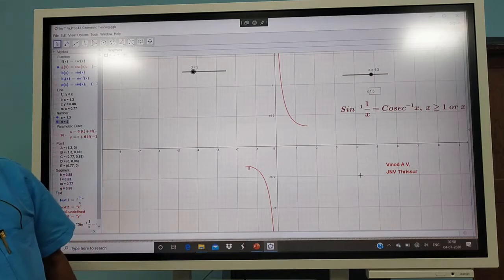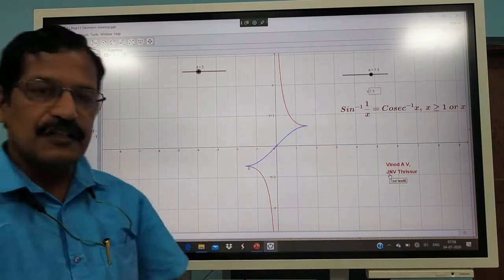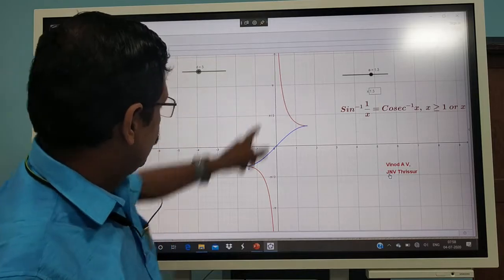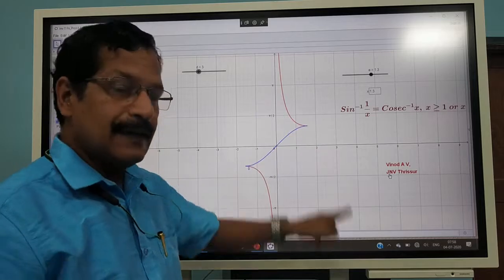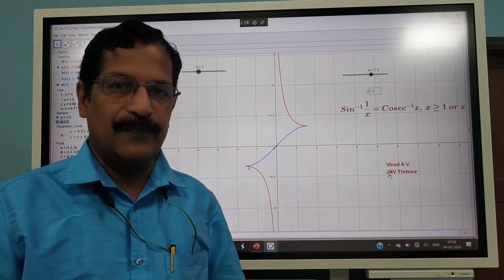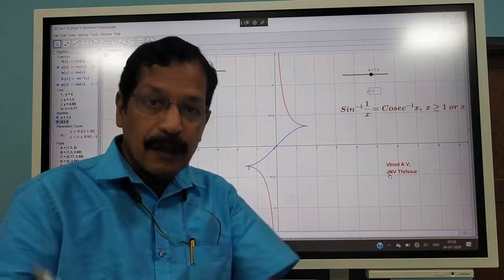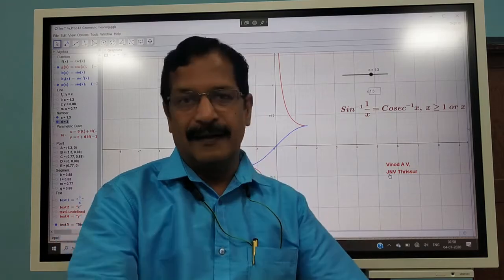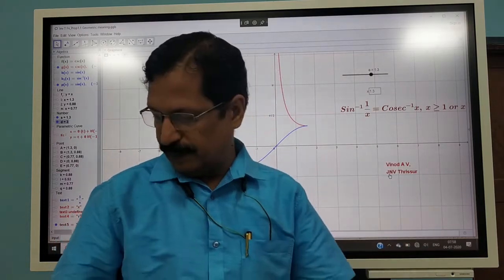Now, what is the sine graph in the restricted domain? This is the sine graph in the restricted domain. So, this is a red color graph. This is the graph of cosec x and this is the graph of sine x. But we want here sine inverse and cosec inverse. So, I just want to find what is the arc sine graph. Same way, what is the arc cosec graph? Let us see.